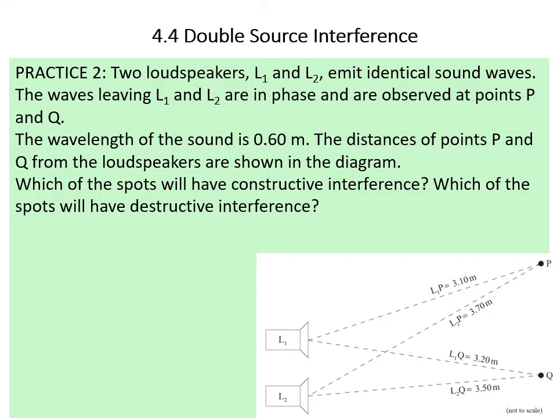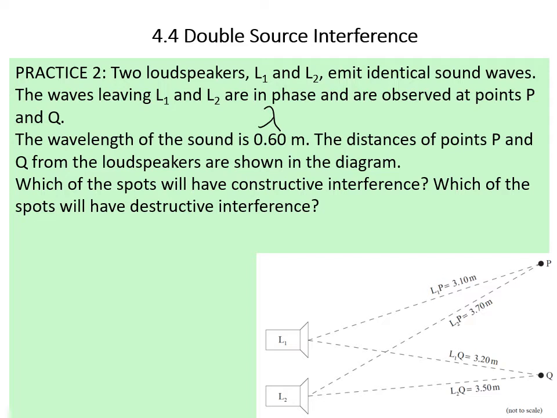Practice number 2, two loudspeakers L1 and L2 emit identical sound waves. The waves leaving L1 and L2 are in phase and are observed at points P and Q. The wavelength of the sound is 0.60 meters, that's the lambda. The distances of points P and Q from the loudspeakers are shown in the diagrams. You should be able to read this: 3.10, 3.70, 3.2, 3.5.